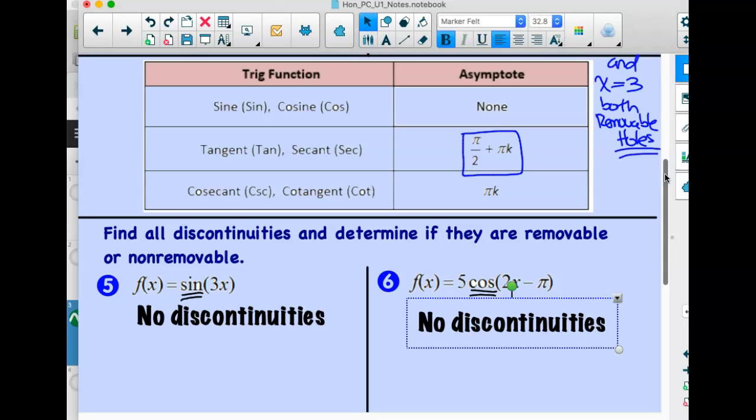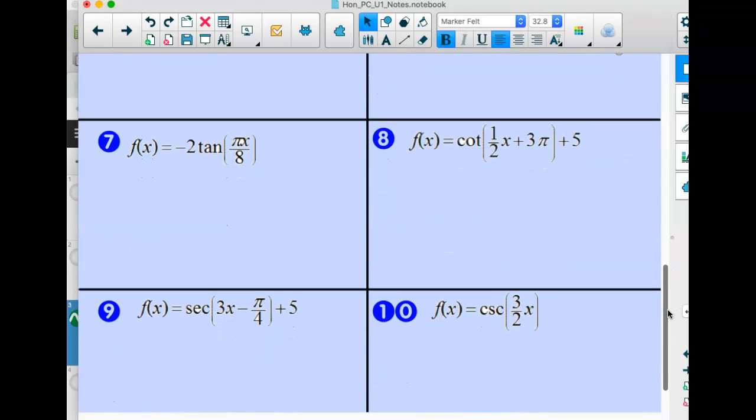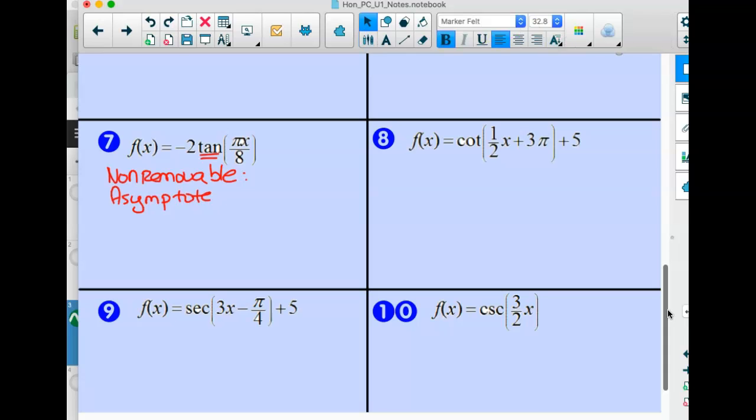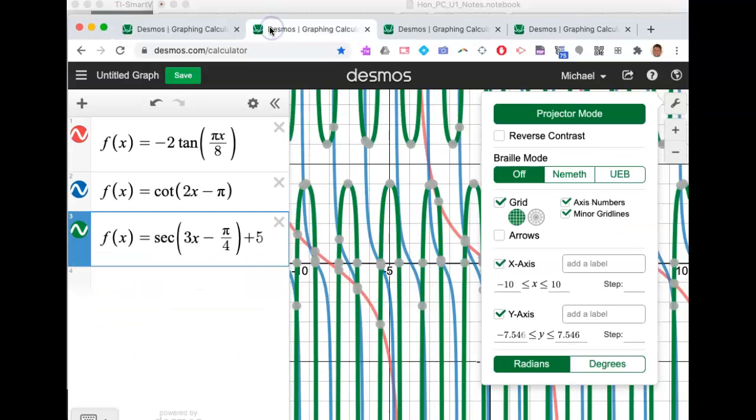So tangent and secant are pi over 2 plus pi k. So when you look at tangent, look at what's going into it, right? Tangent of, in this case, pi x over 8. So this is going to be non-removable. It will be an asymptote, or asymptotes, I should say. And when will that happen? That's going to happen when what goes in, which is what? Pi x over 8.